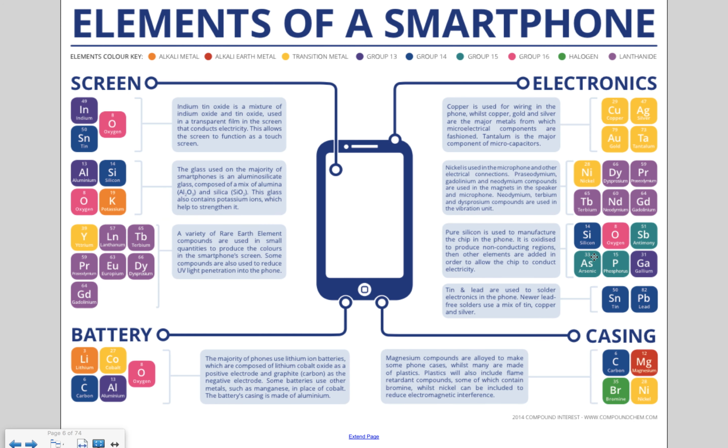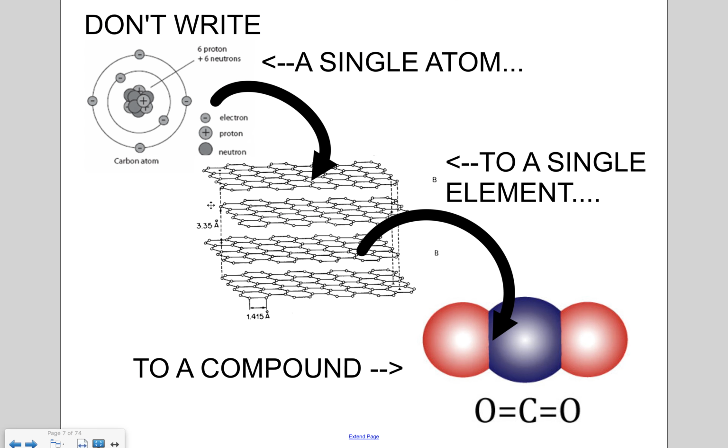All right, here are some elements that you might find in your cell phone. You find a lot of different metals. Just look at your battery: lithium, cobalt, aluminum. Here we have potassium, and then we even get into the lanthanide series. So lots of different metals in your smartphone. All right, I'm just going to skip that slide.